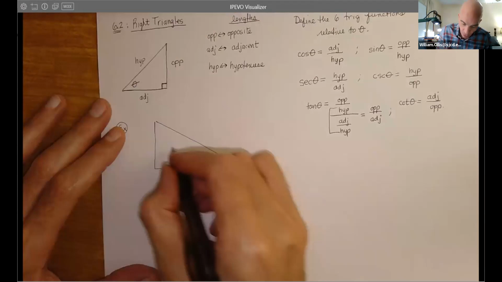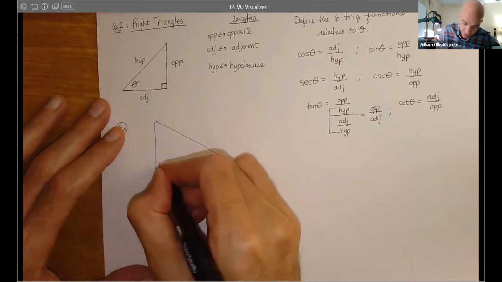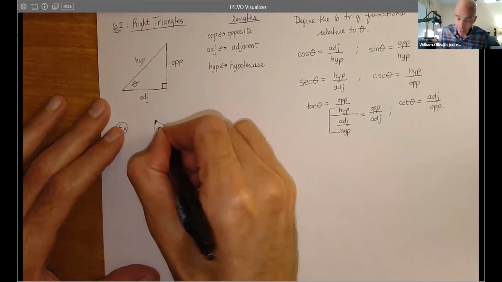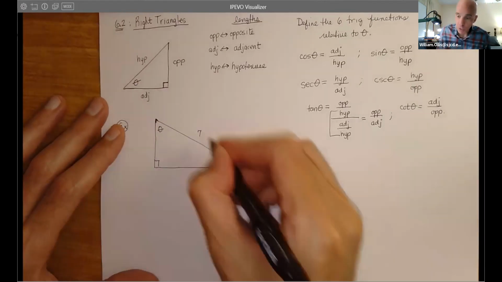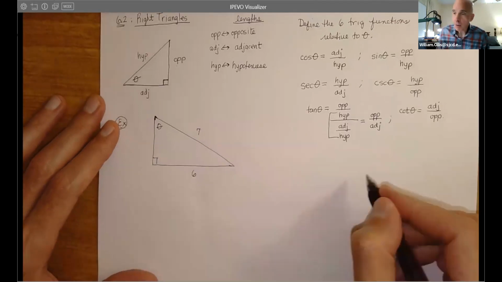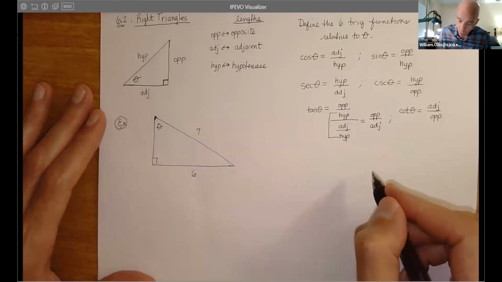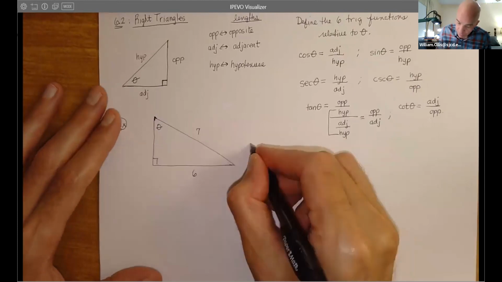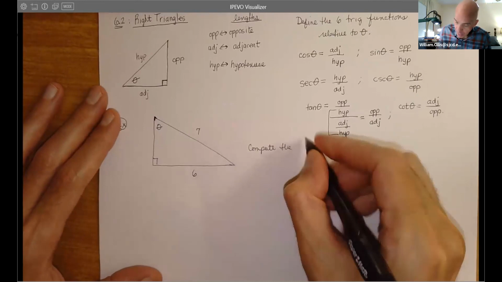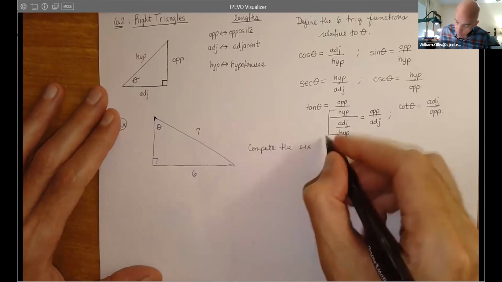And here's the right angle. And we're going to specify theta to be this acute angle. We're going to have a hypotenuse of 7 and a leg of 6. And so what we're asked to do is compute the 6 trig functions.